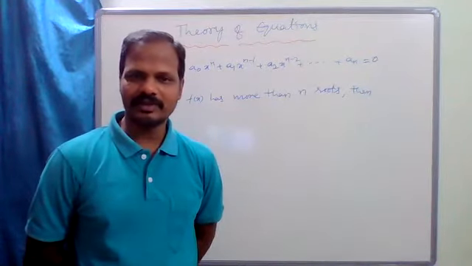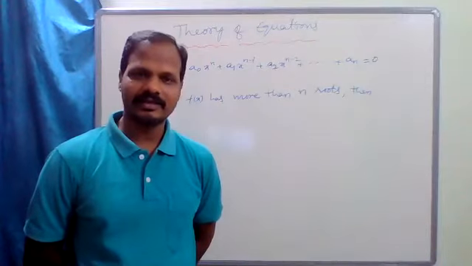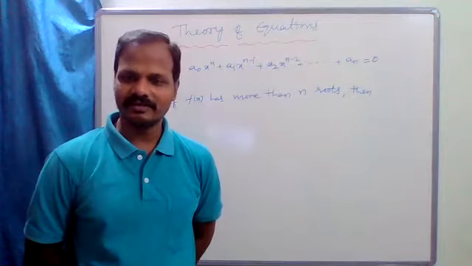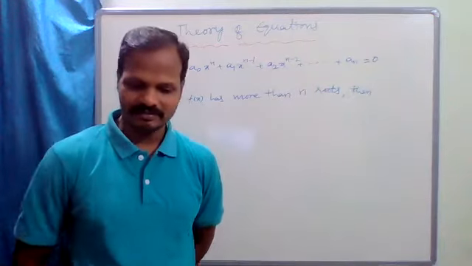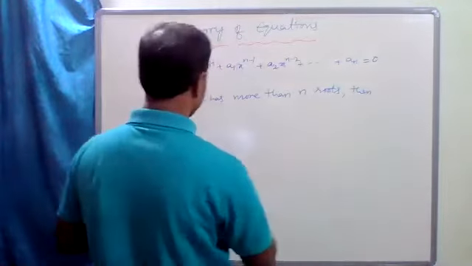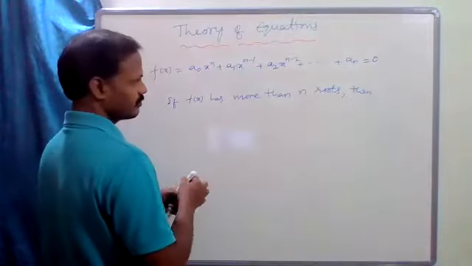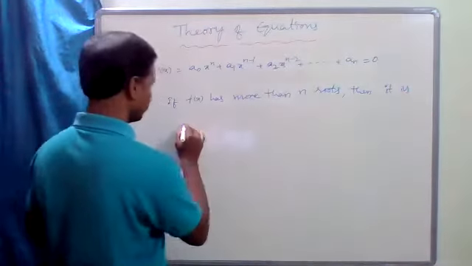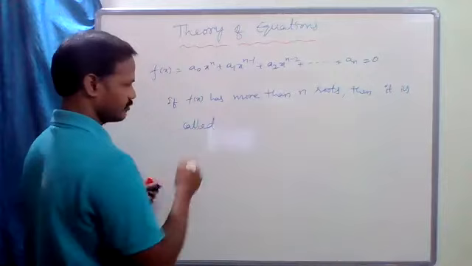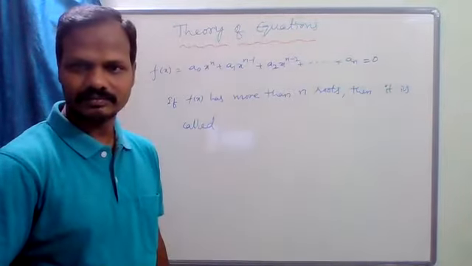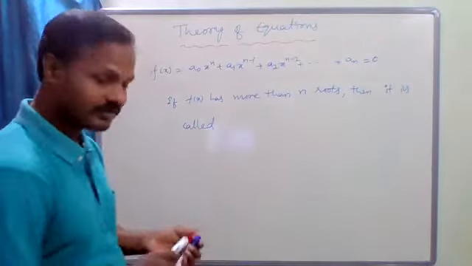If a polynomial equation of degree n has more than n roots, then it is called... no idea.